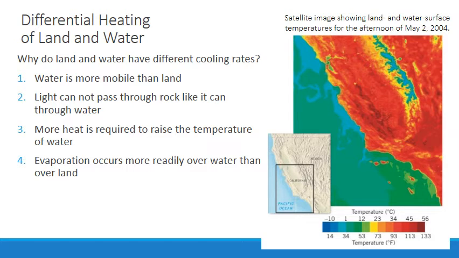Variations in air temperature, therefore, are much greater over land than over water. Several factors are responsible for the different cooling rates of land and water. First is the mobility of water. As water is heated, convection distributes the heat through a considerably larger mass.